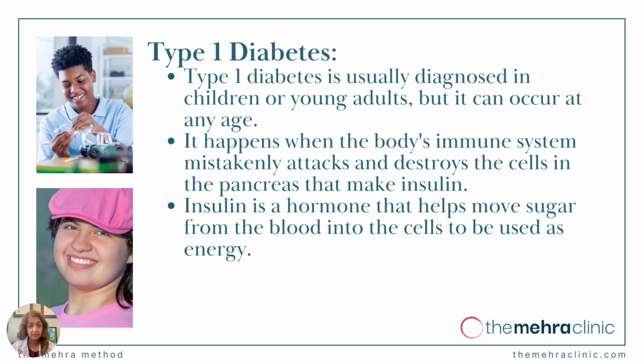Type 1 diabetes is usually diagnosed in younger children or young adults, but it can occur at any age. It usually happens when the body's immune system mistakenly attacks and destroys cells in the pancreas that make insulin. As we talked about before, insulin is a hormone that helps move sugar from the blood to the cells to be used for energy.